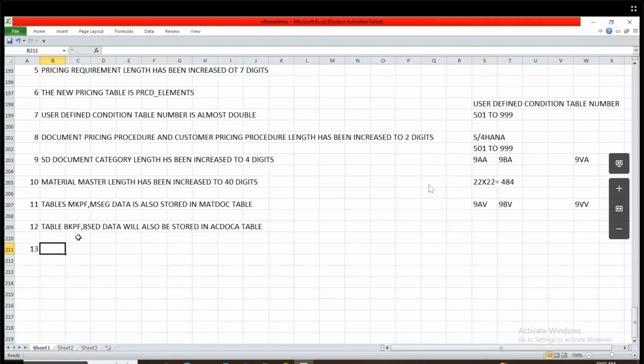Next, T code FD32 is eliminated. Now there is no FD32. Now in BP only we maintain credit limits, business partner. Now there is no FD32 T code.